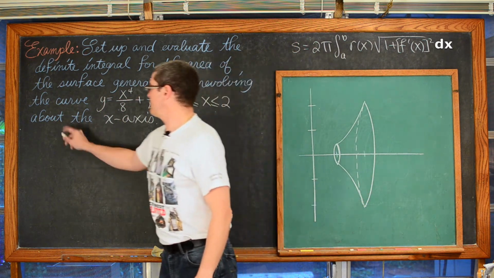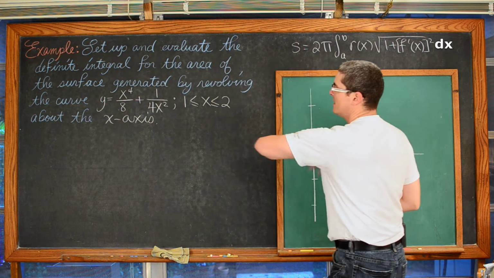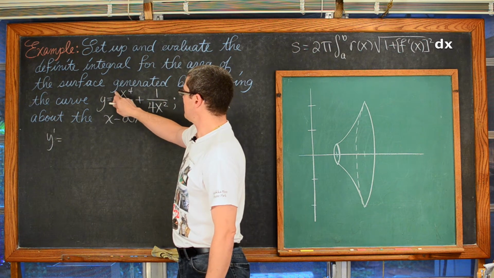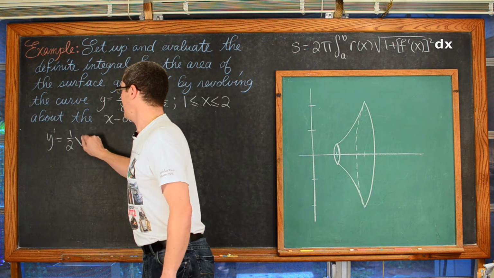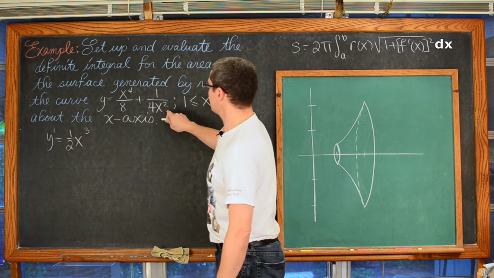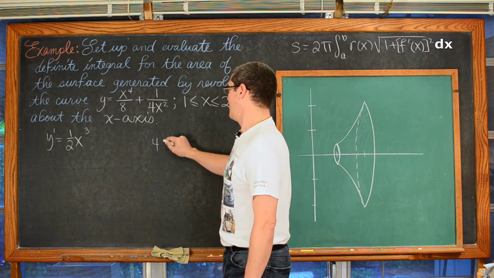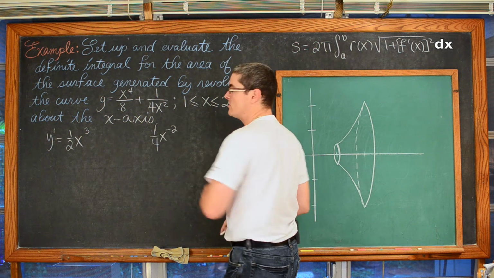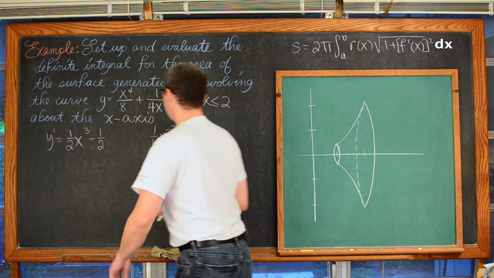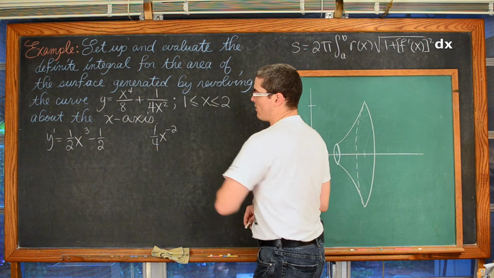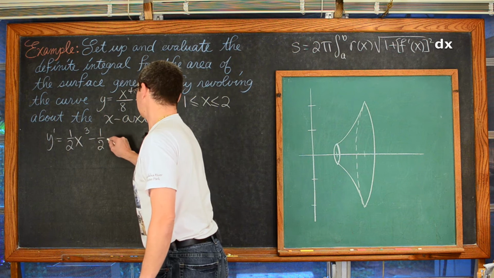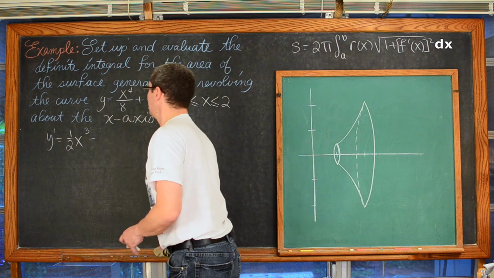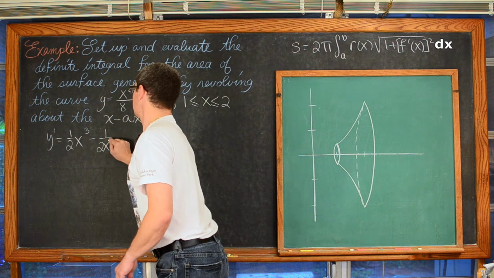Well, if y is equal to x to the 4th over 8 plus 1 over 4x squared, then y prime is going to be equal to, bring this 4 down, 4 over 8 is 1/2 x to the 3rd. And this is 1/4 times x to the negative 2. So we bring that negative 2 down. Negative 2 times 1/4 is negative 1/2. We reduce that power by 1. So it's 1/2 times x to the negative 3, or 1 over 2x to the 3rd power.